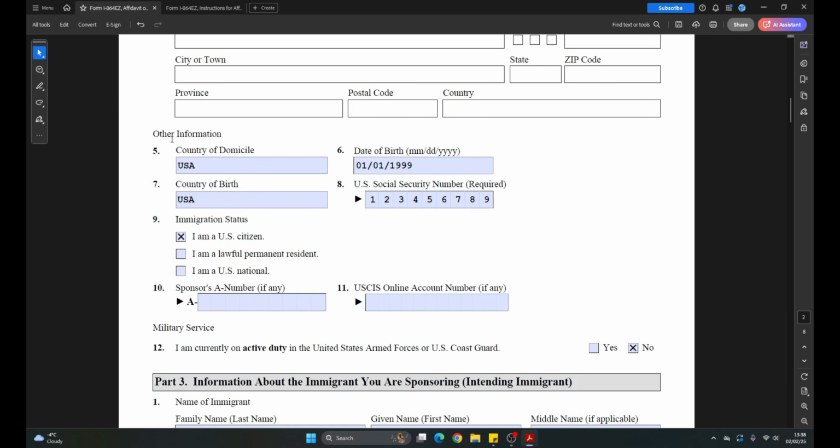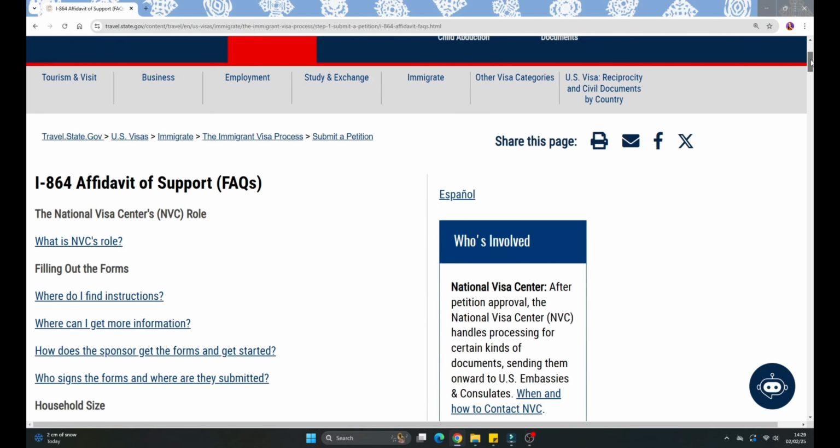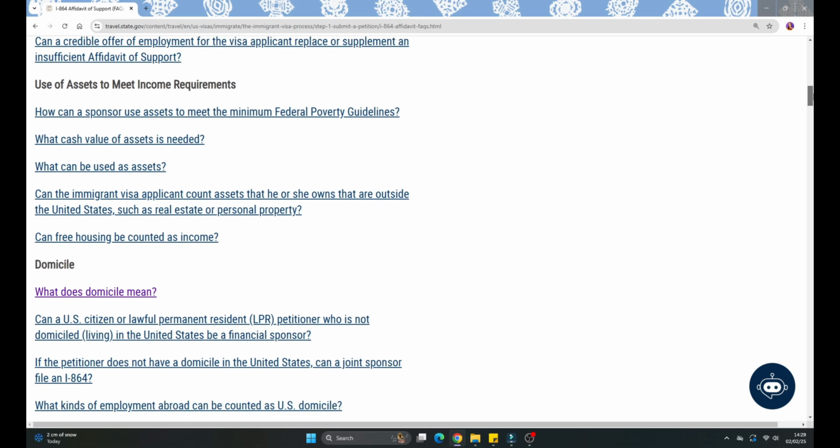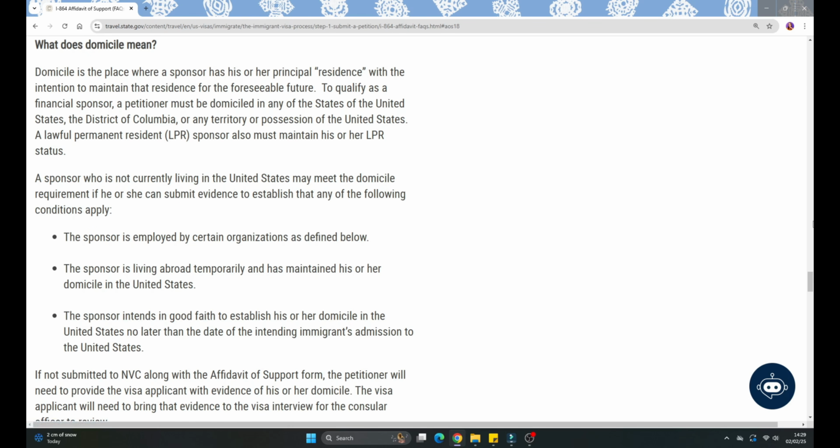Next, provide information about your domicile. You must be domiciled in the United States to be an eligible sponsor. You can review the domicile requirements on the travel.state website.